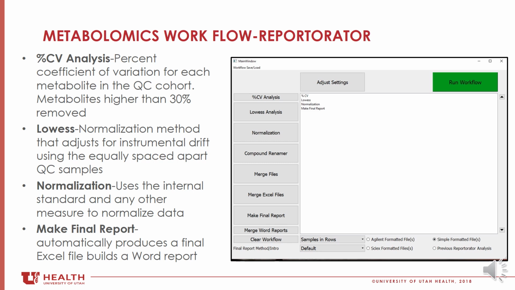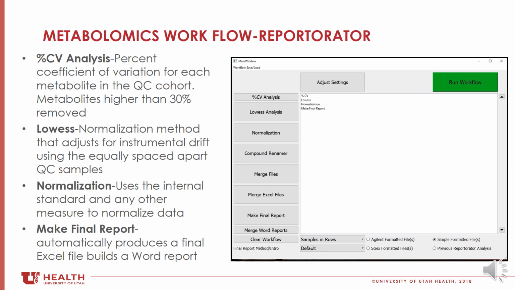So this is the GUI for the Reporterator software, and basically we have a number of functions that we can do here, shown up here, and we just choose whichever one we want to build a report. And I must tell you right now, a lot of these scripts that are used for %CV, LOESS, normalization, compound renamer, we have taken from various freeware scripts. One major place that we took a lot of this from was metaboanalyst.ca, which I'll show you in a moment. So the first step that we do is a %CV analysis, which is the % coefficient of variation for each metabolite in that QC cohort.